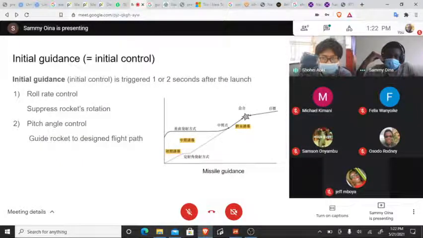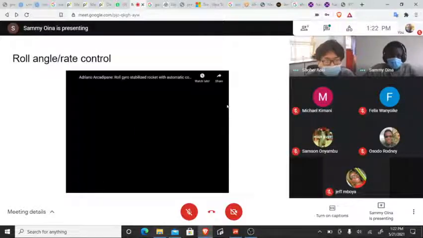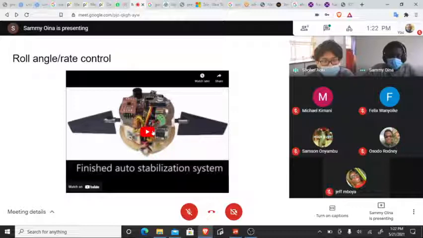Also the pitching angle is concerned with the flight path angle, so it's related to the destination of the rocket. We have to adjust the pitching angle as well. Next. So could you play?